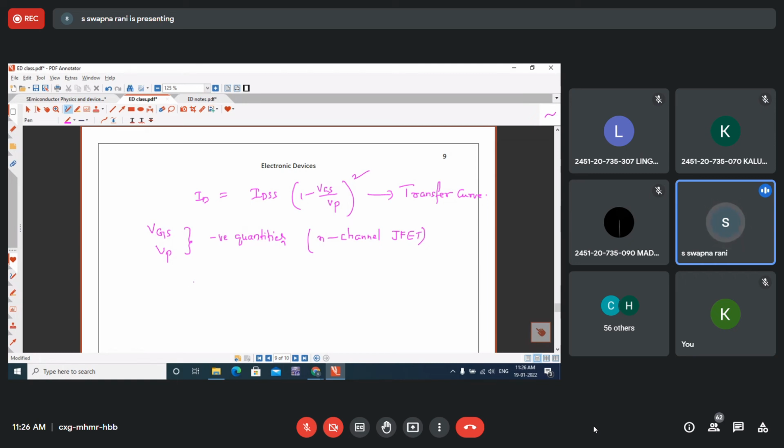Now suppose you set VGS equal to 0. What will be the current when VGS equals 0? Just substitute VGS equal to 0: IDSS. Yes, the same thing you are getting. Whatever we discussed in the working, the current is the maximum current, called the drain source saturation current. So current is maximum only when VGS equals 0. The same thing you can observe from this mathematical equation: when you substitute VGS equal to 0, ID equals IDSS.